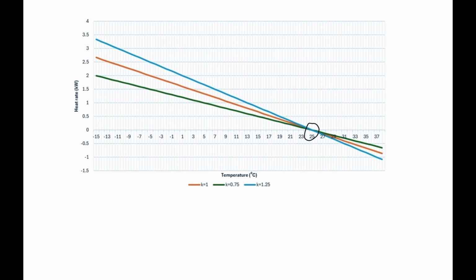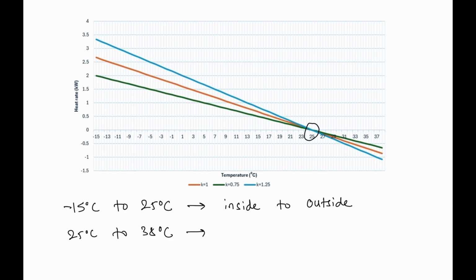So what is happening here? For temperature from minus 15 degrees Celsius to 25 degrees Celsius, the inside temperature is more than the outside temperature, so heat transfer is happening from inside to outside. For temperatures between 25 degrees Celsius to 38 degrees Celsius, the temperature outside is more than inside, so heat transfer is happening from outside to inside. So this is the first observation.